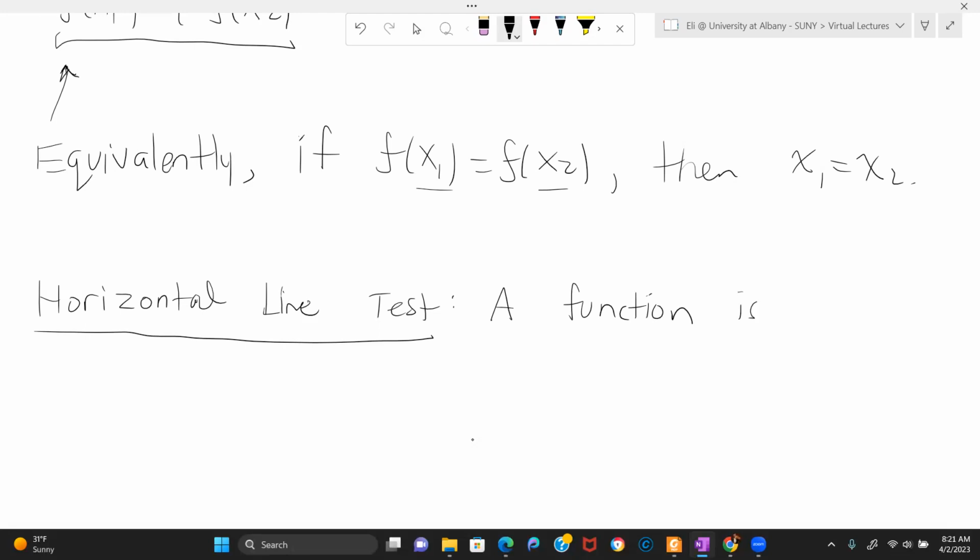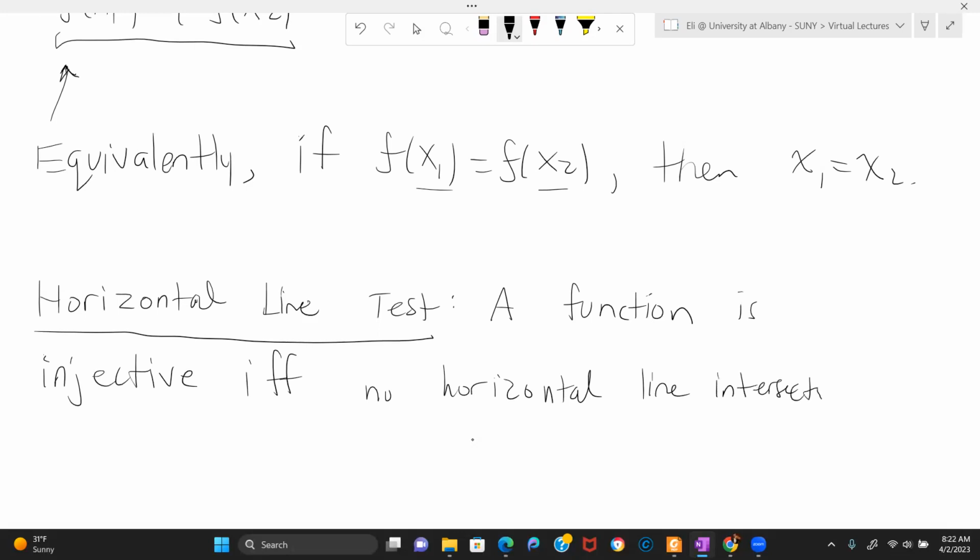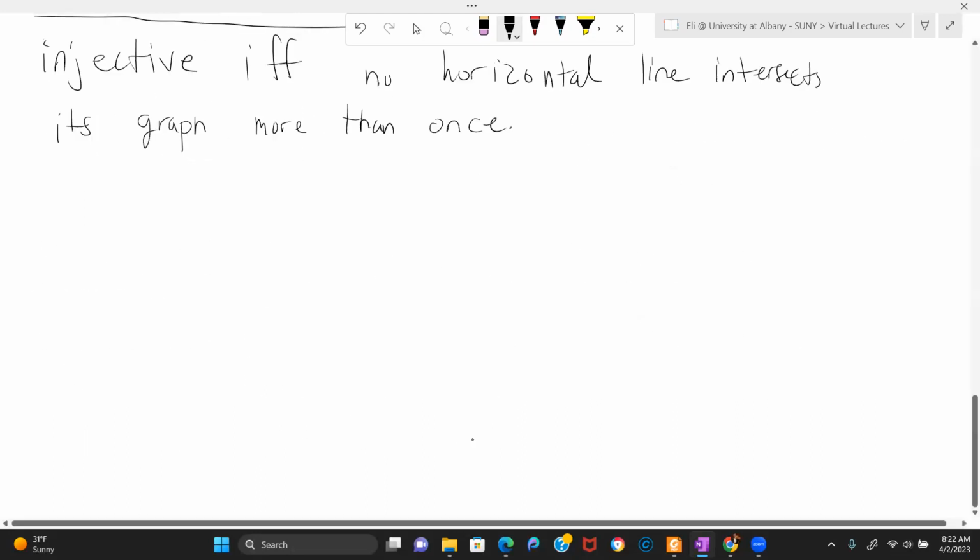According to this criterion, a function is injective if and only if no horizontal line intersects its graph more than once. So now instead of talking about vertical lines, we're talking about horizontal lines. Why is this true? Let's think about why this is true.